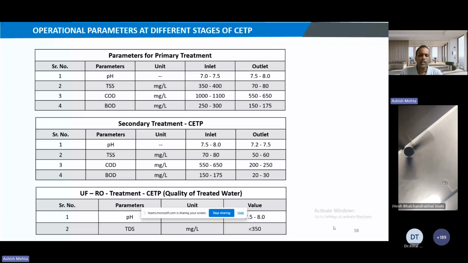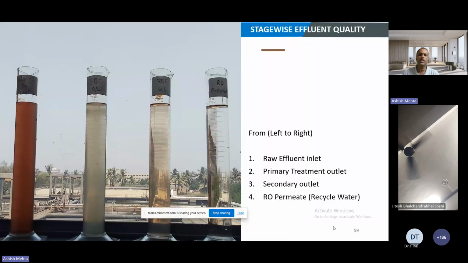And in the UF and RO, we are getting the permeate quality in the range of less than 350 ppm of TDS. These are the water quality samples: raw effluent inlet, then primary outlet, the secondary, and then last is the RO permeate, the recycled water supplied to the member industries.